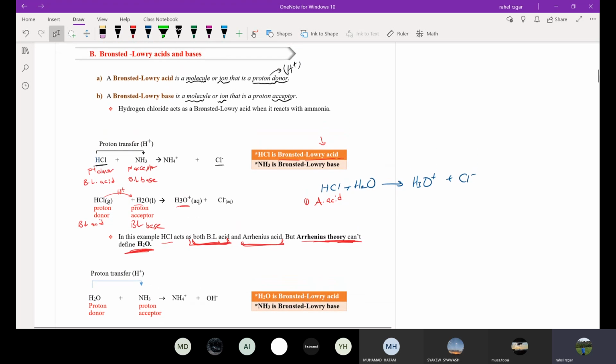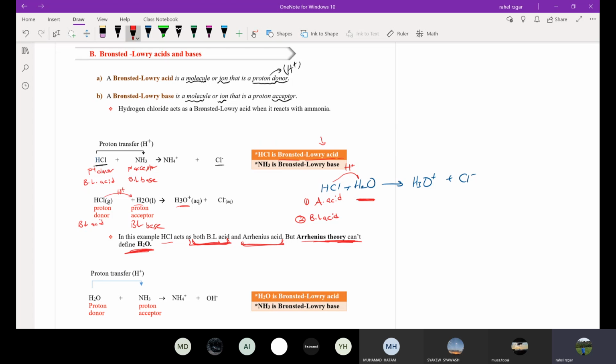So Arrhenius cannot define H2O. Nothing for Arrhenius. But if we look at Bronsted Lowry, HCl has donated a hydrogen to the H2O. So HCl is a proton donor. That's why HCl can become a Bronsted Lowry acid. As simple as that. It's very simple.